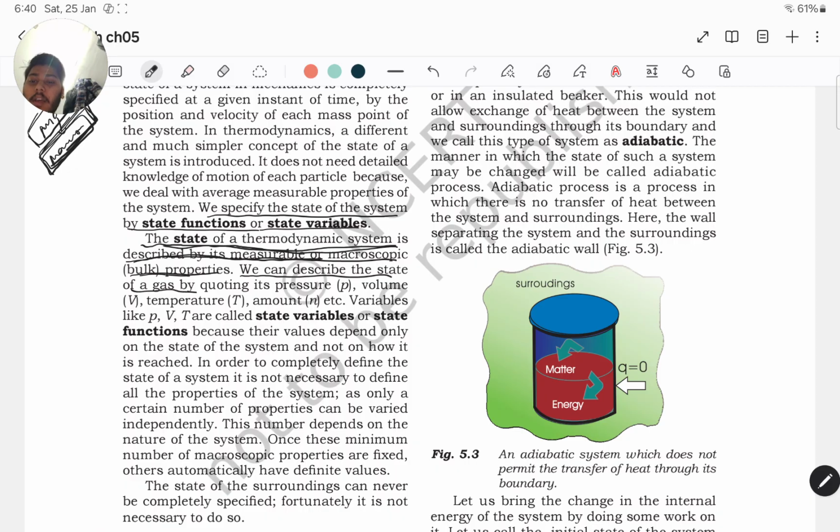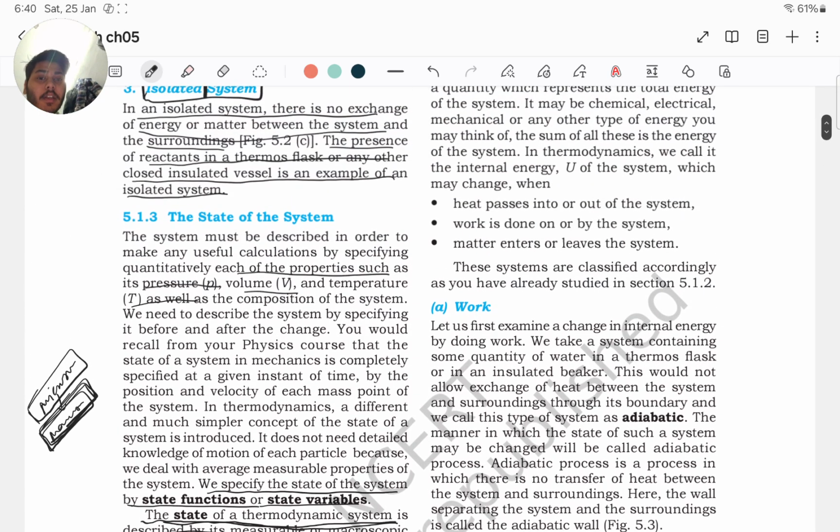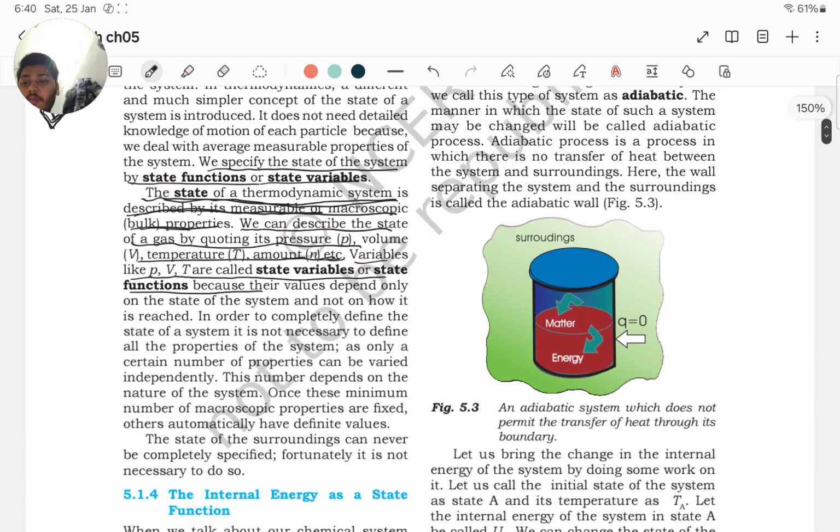We can describe the state of a gas by quoting its pressure, volume, temperature and amount, which is represented by n. Variables like PVT are called state variables, state functions, because their value depends on the state of the system, not on how it reached there. I have discussed that here: pressure, volume and temperature depend on the state of the system. So what is the state? State is liquid, state may be a gas, state may be a solid.